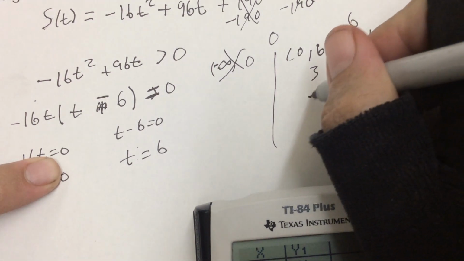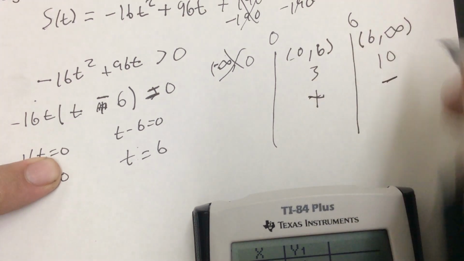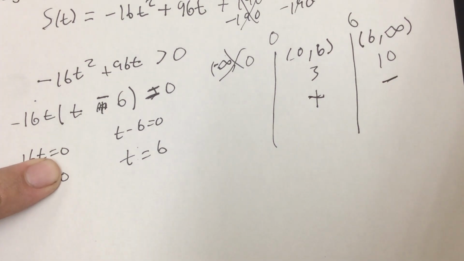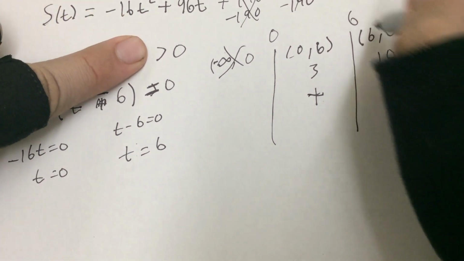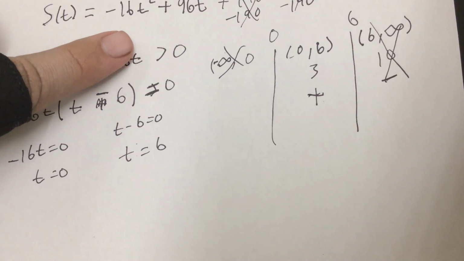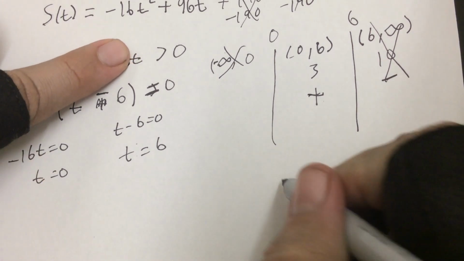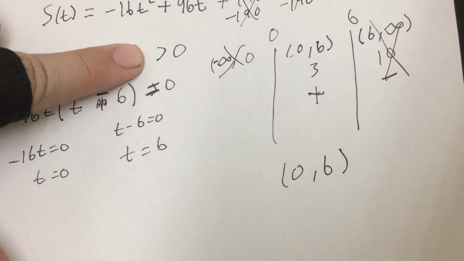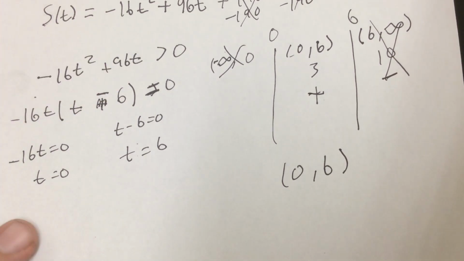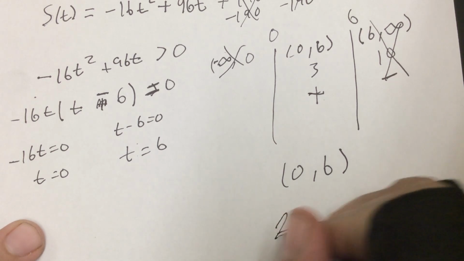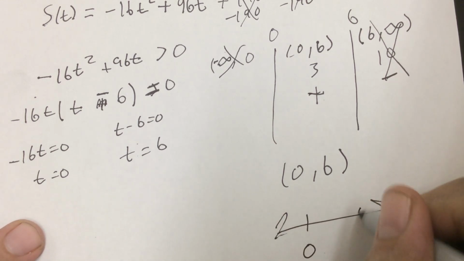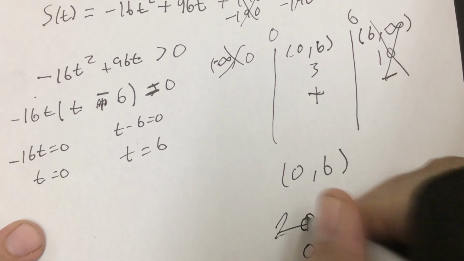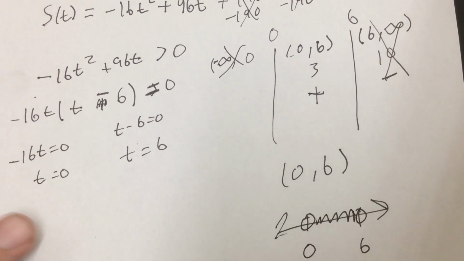So I'm positive here, negative here. Now we want to be greater, so we're looking for the positive, so we don't want the negative. So we're going to go from 0 to 6, parentheses. Again, we're greater than, so we're going to stay parentheses. So on a number line, we have our 0, we'd have our 6. We're both open circles, shading in between them.